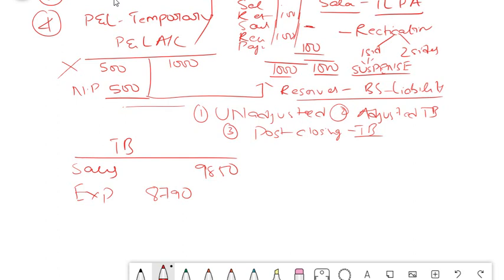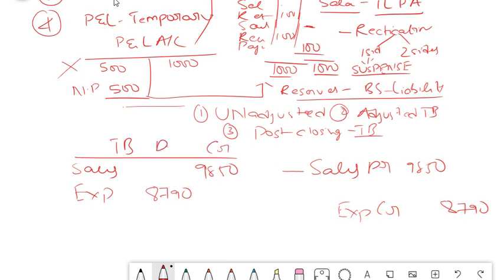Just because sales has a credit balance, you will simply pass an entry: sales debit 9850, expense credit 8790, because we have to reverse this now. That means from the TB we have to remove this. Sales has a credit balance, so we are debiting it so that it gets knocked off. Similarly, expense has a debit balance, so we are crediting it so that it gets knocked off. Whatever is the difference is nothing but your profit, which will be transferred to reserves.